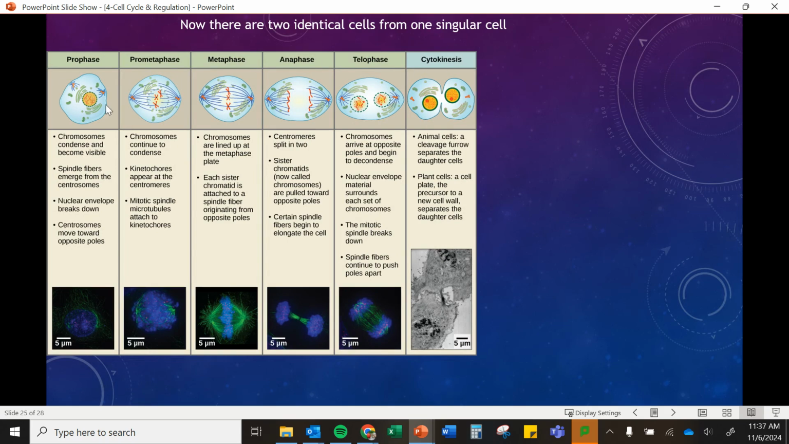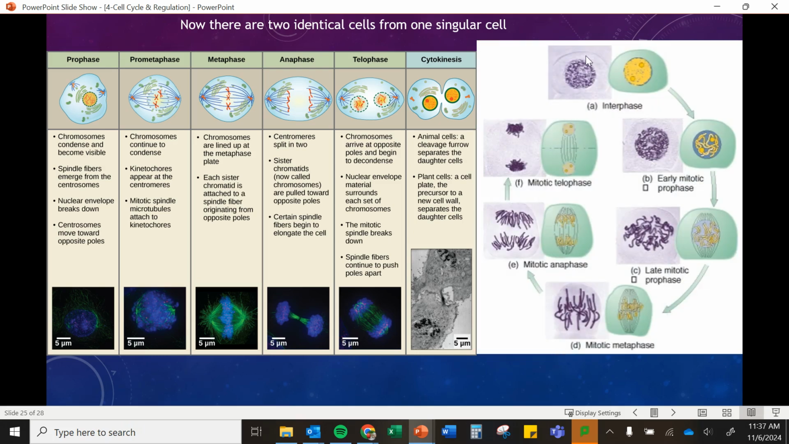So this is kind of showing an overview of what's happening. These pictures at the bottom are really cool because they are stained pictures. So it's actual microscope slides showing the cell, and the different parts of the cell have been stained these fluorescent colors. So you can see like the spindle fibers in green and the chromosomes in blue being separated.